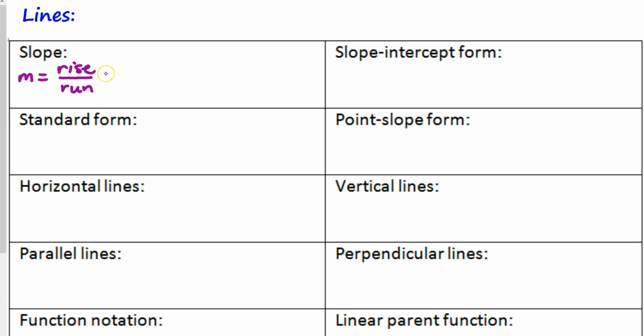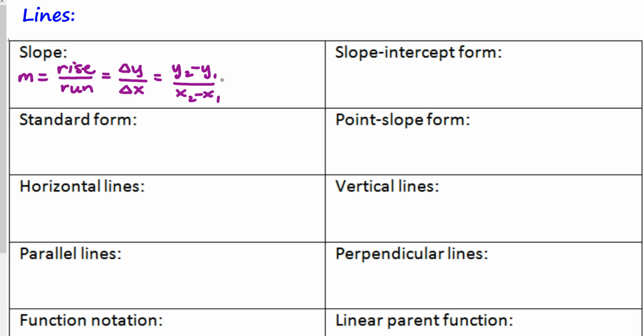The rise is the change in y, the run is the change in x, and if we're talking about points x1, y1, and x2, y2, then the rise would be y2 minus y1, and the run would be x2 minus x1, or vice versa. You could say y1 minus y2 over x1 minus x2, as long as you're consistent on the top and the bottom.